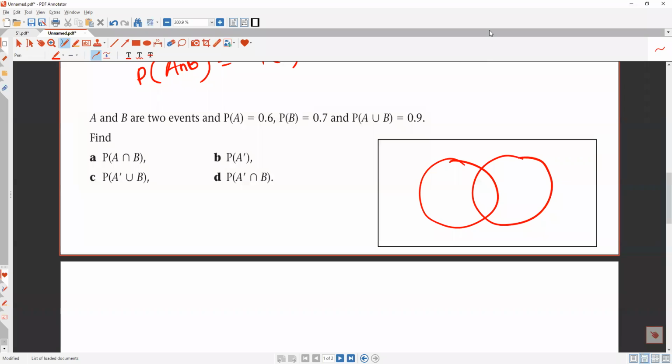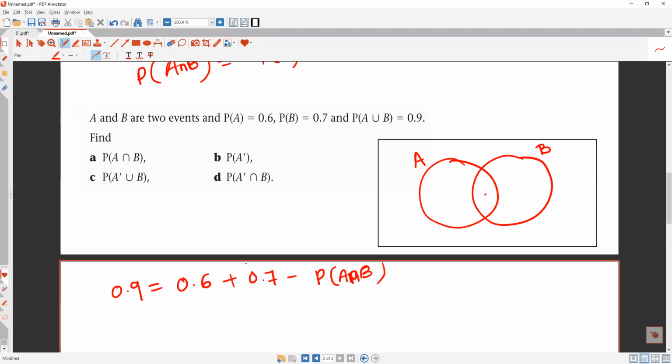Okay, let's continue. Now, this was A and this is B. A is 0.6. But what is the common part? We don't know how much is the common here. Always find the common first. So which formula can you use? P of A union B, that is 0.9, is equal to P of A 0.6 plus P of B 0.7 minus P of A intersection B.